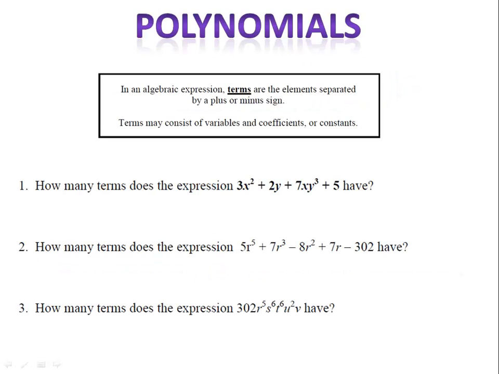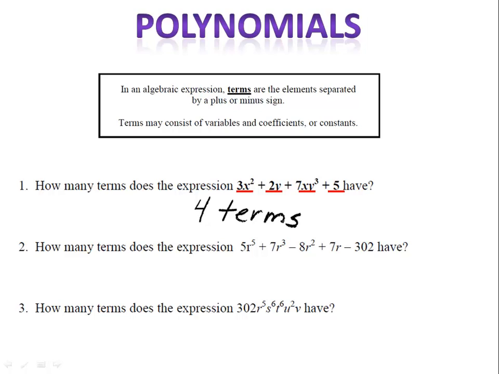Let's just begin by defining what a polynomial is. A polynomial is simply a string of little packages or a string of separate pieces. Look at example 1. We have 4 separate pieces here. We have 3x squared, 2y, 7xy to the third, and 5. 4 separate pieces. Each of those pieces is called a term. Terms are separated by addition or subtraction symbols.